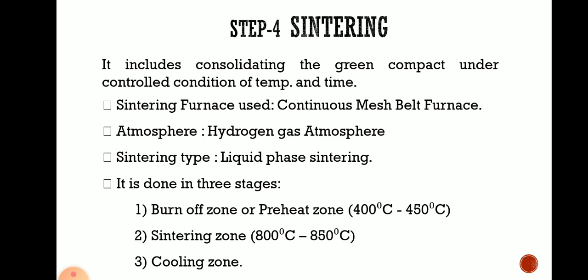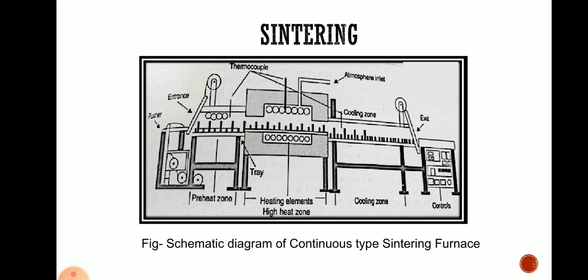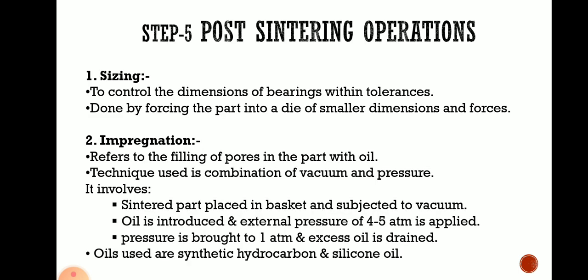In the first burn off zone, if there are any raw particles or other contamination, they will get eliminated or burnt off at 400 to 450 degrees Celsius. In the second step, actual bonding takes place in the sintering zone, and in the third step the cooling takes place in the cooling zone. So through these three processes, sintering is done in the continuous type of sintering furnace. Next, fifth, post sintering operations, also called secondary operations, such as sizing and impregnation.